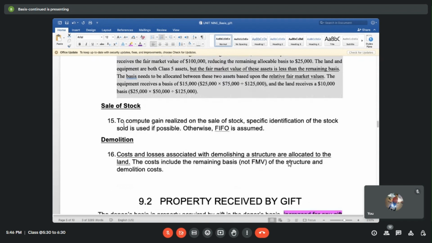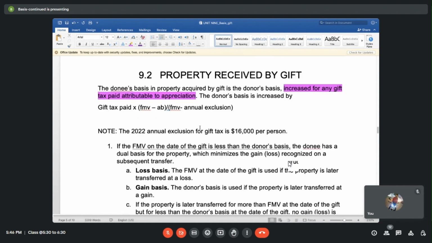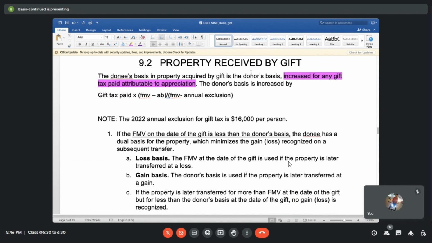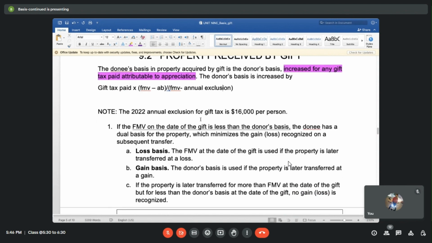Then we saw sale of stock. Usually, if we can match what stock we are selling, we'll take the basis for that. If we cannot, then we'll follow the FIFO method. Demolition cost always gets associated with land. Then property which is received as a gift. Again, this is a bit complicated. You guys need to maybe spend some time, but quickly I'll go through the rules.